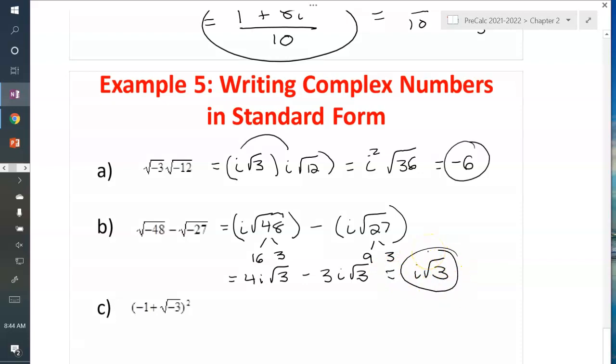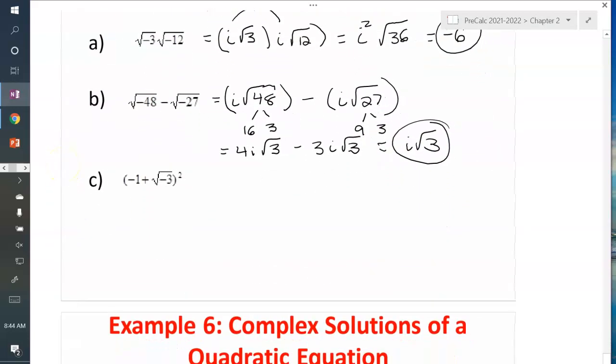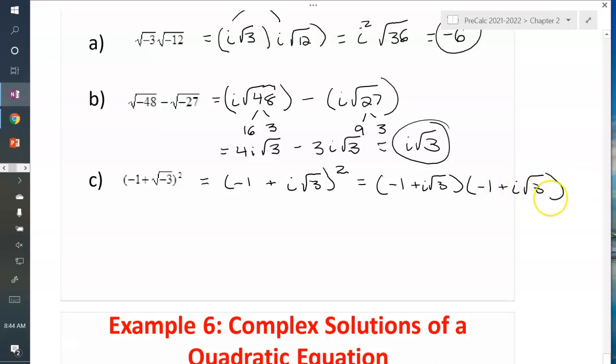And that one's done. All right, this one. We are squaring a complex number. So you need to rewrite this. Negative 1 plus i square root of 3 squared equals negative 1 plus i root 3 times negative 1 plus i root 3.